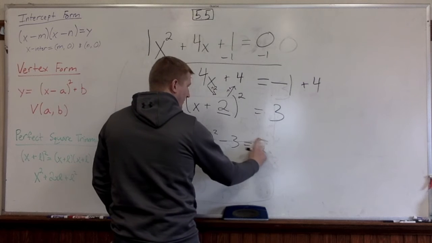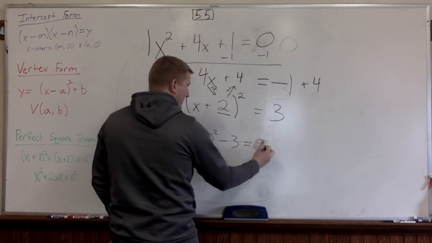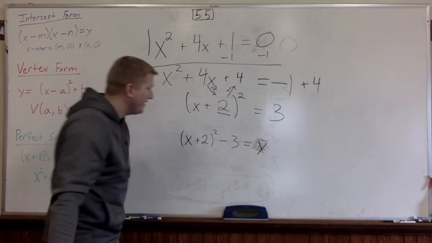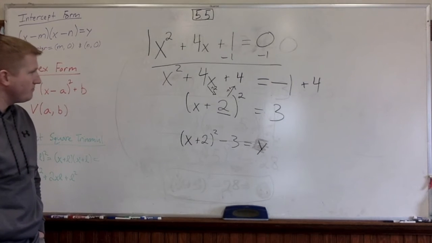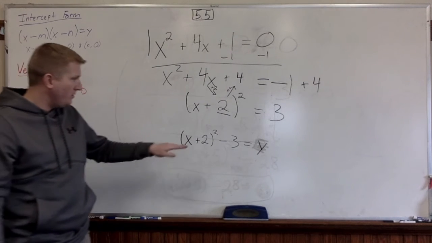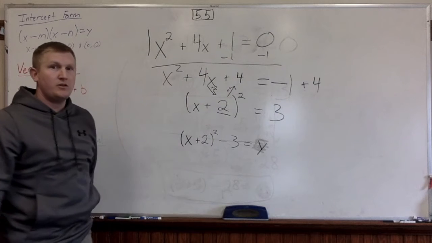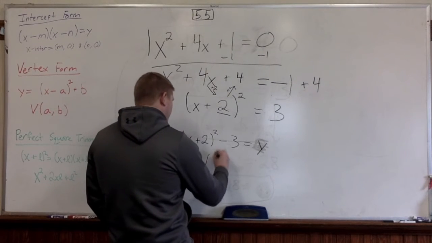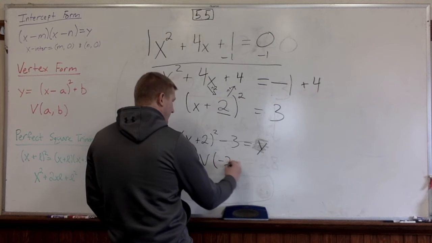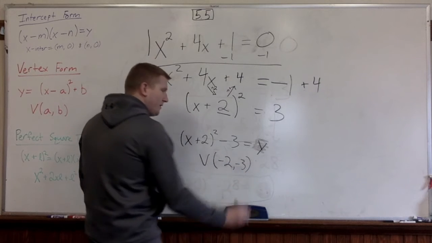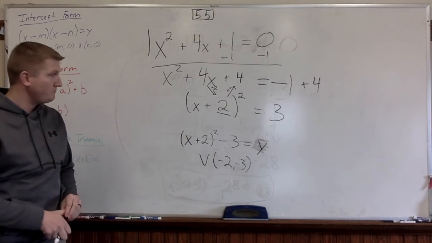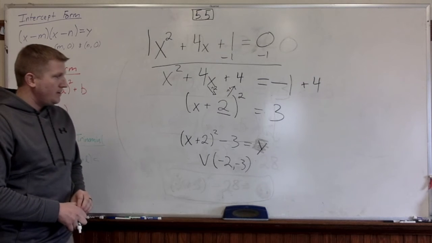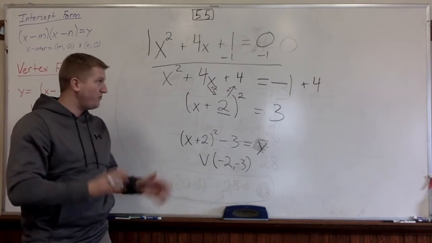But at this point, I'm going to reintroduce our y. This part does not erase. And we're good. And again, if you don't believe me, multiply this out, and you'll get back our original. And we can see immediately that the vertex for this quadratic is going to be negative 2, negative 3. If you don't believe me, graph it. All right. Hopefully that was somewhat clear.